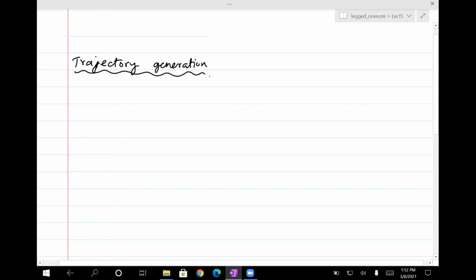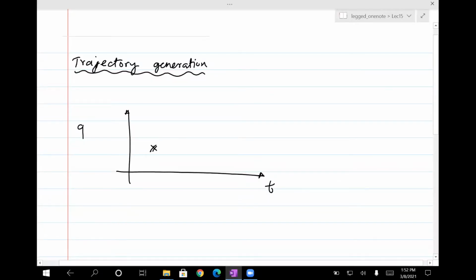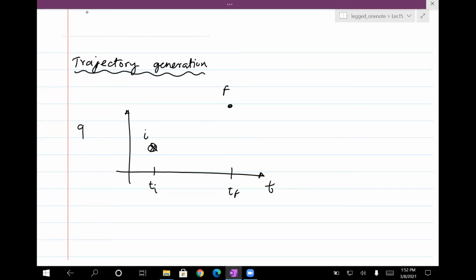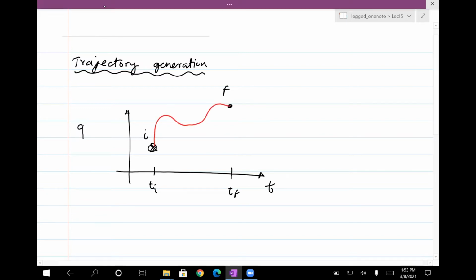Trajectory generation. If you think of a graph of position versus time, there's an initial position and there's a final position, and there is a time at which we have these two positions. We want to join these two with some trajectory. And then there are many options, right? You could go this way, or that way. Clearly, it's very zigzag and not recommended.